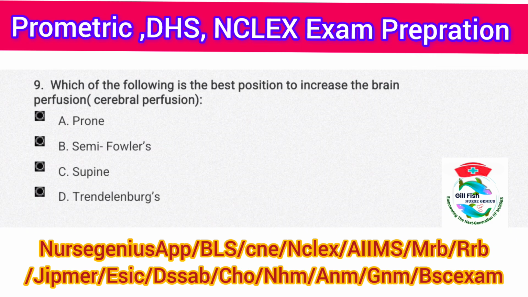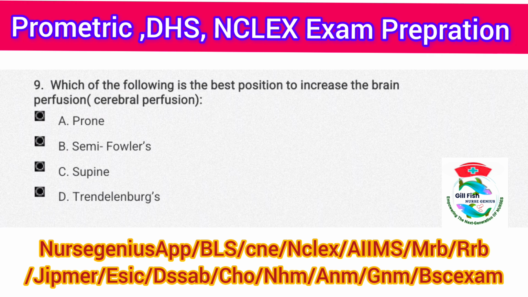Next question. Which of the following is the best position to increase the brain perfusion? That is cerebral perfusion. Option A, prone. Option B, semi-Fowler. Option C, supine. Option D, Trendelenburg position.